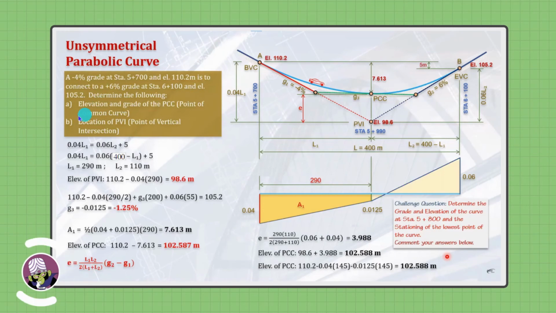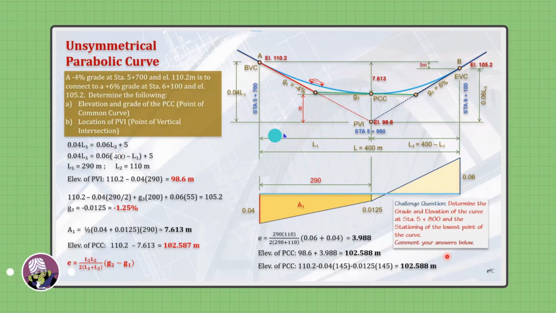Determine the following: elevation and grade of PCC, or point of common curve, and the location of the PVI, the point of vertical intersection. Since in order to get the elevation and grade of the PCC, we need to solve for the location first of the PVI, which is this one over here. So here we have 0.04 L1 is equals to 0.06 L2 plus 5. So how did we get this?